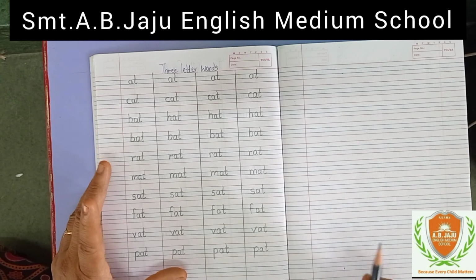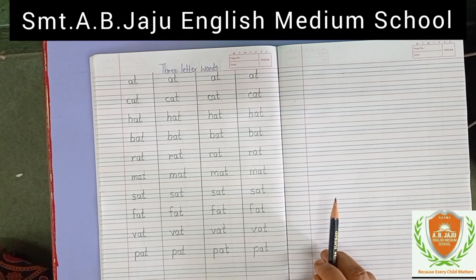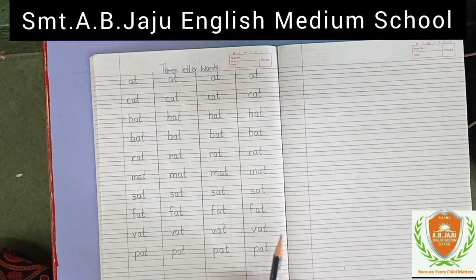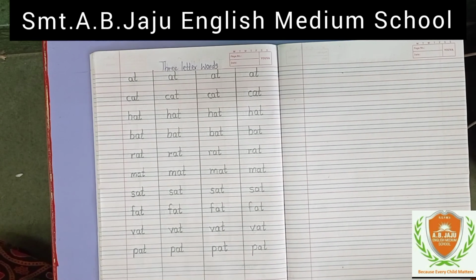Writing should be neat and clean. Sharpen your pencil, click the photo very properly. Learn three letter words with sound, you have to learn. Okay, click the photo and send it on the group.